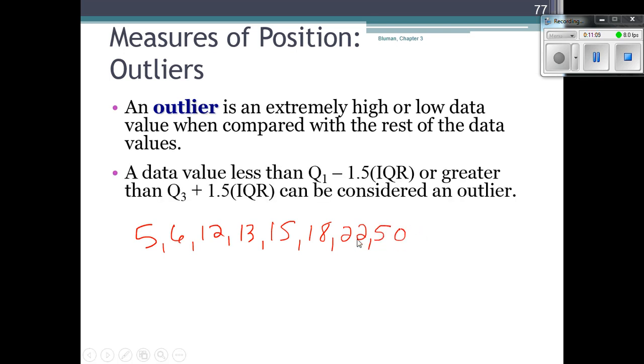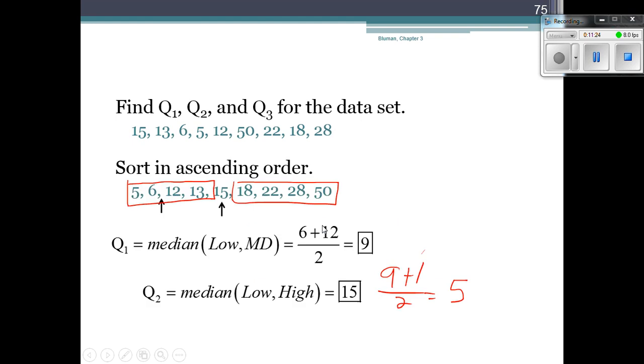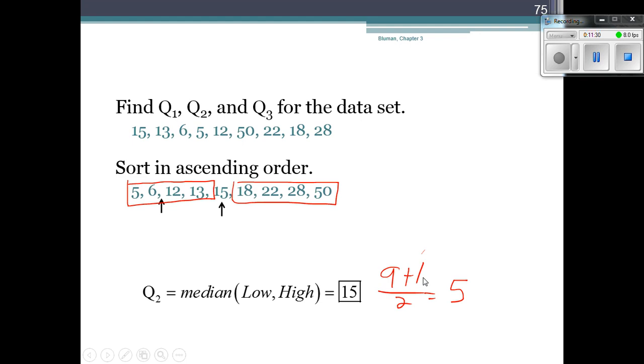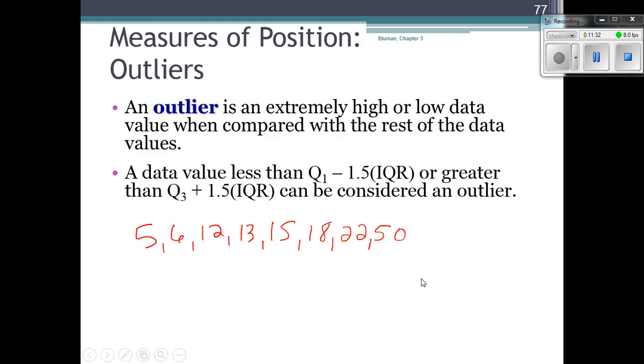Okay, so what is our interquartile range? If you remember, our interquartile range is quartile 3 minus quartile 1. So what was quartile 3 and quartile 1 for these? Quartile 1 was 9, quartile 3 was 20. So we are going to find our IQR, which is quartile 3 minus quartile 1. Quartile 3 was 20, quartile 1 was 9. That equals 11. All right?